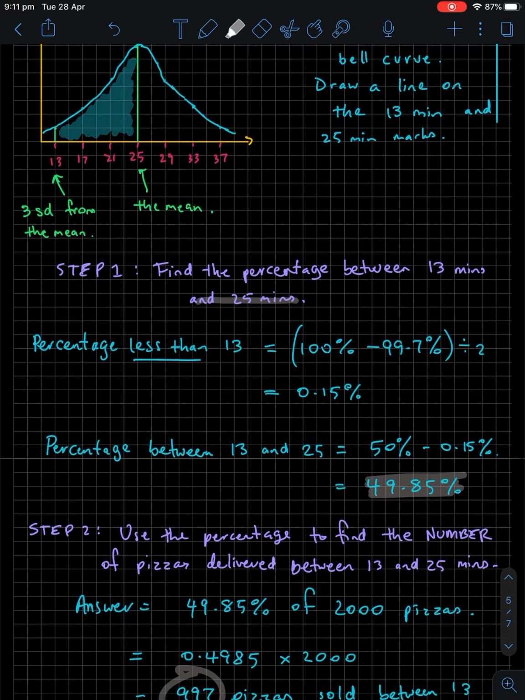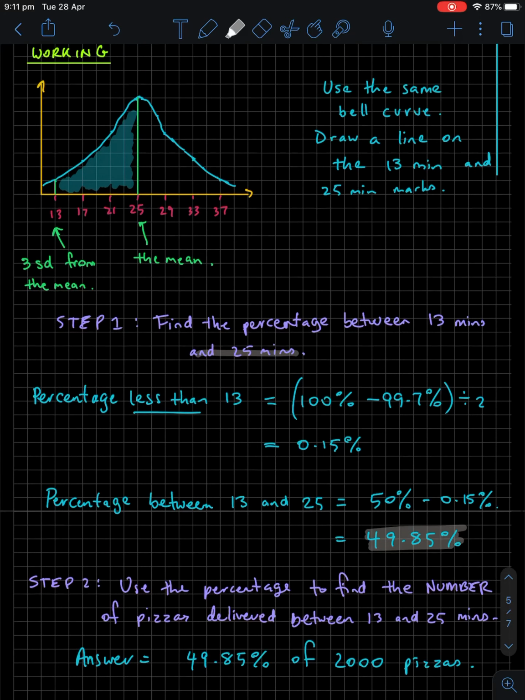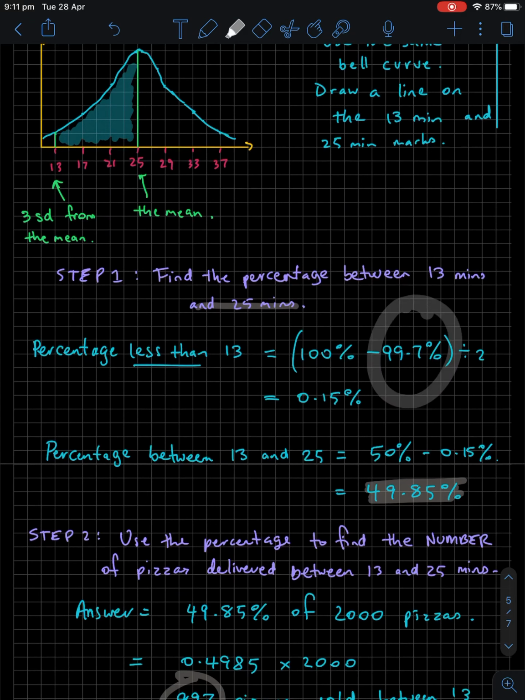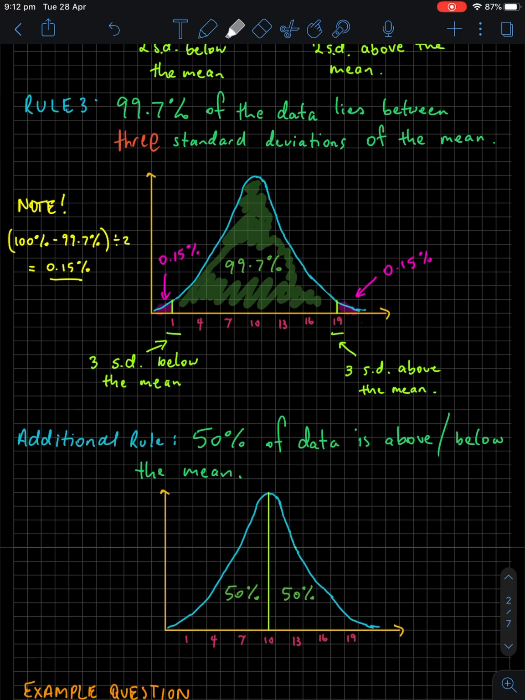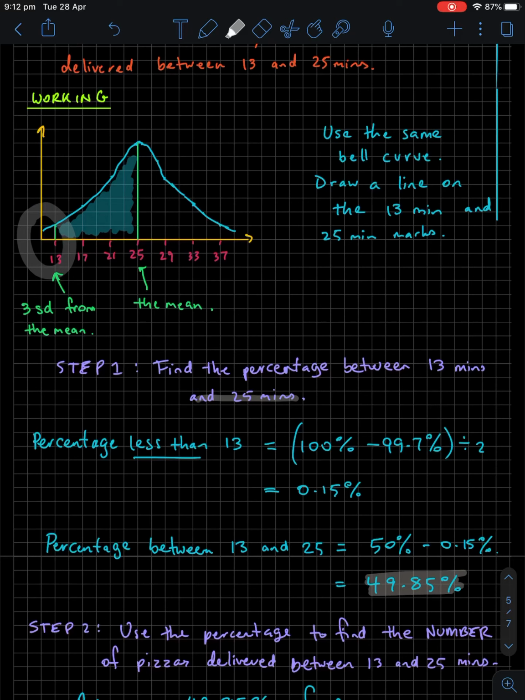Okay, so the percentage which is less than 13, this tiny little section here, we can find by taking the 99.7% area, because that's the 3 standard deviations, away from 100% and then dividing by 2 to figure out this little part here. And that leaves us with 0.15%. We pretty much did it up here in Rule 3. If I go back to Rule 3, you can see that these little sections here are 0.15%. It's just using this working here. So that is a little 0.15% there.